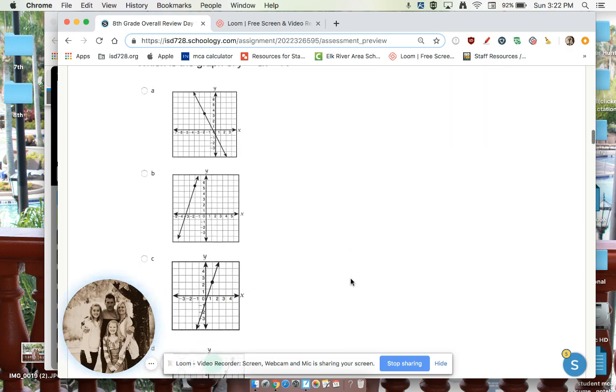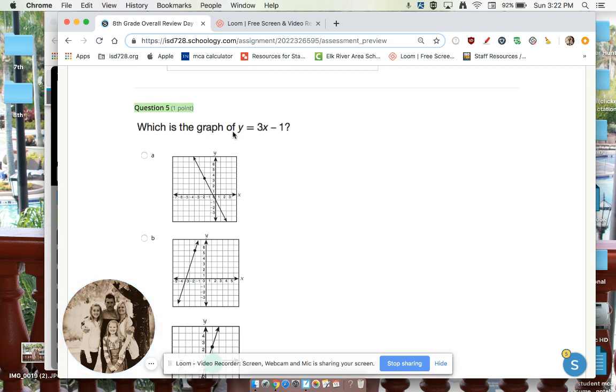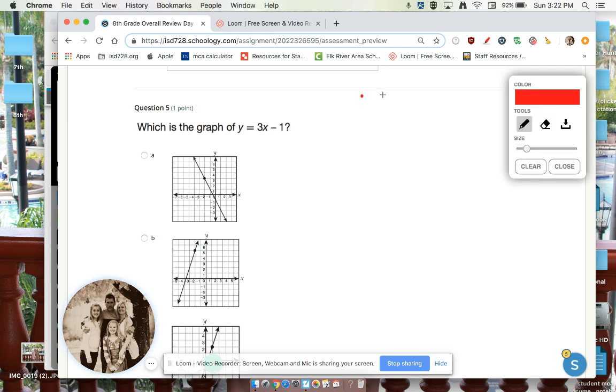Okay, this one says, which is the graph of y equals 3x minus 1? So I'm going to show you two ways to do this. Method number 1 is my knowledge of slope-intercept. Slope-intercept is y equals mx plus b. Remember, the m represents the slope, so this is my slope. I'm just going to write an S since it takes so long. And this is my y-intercept. So that's the vertical axis, the tall axis. I'm going to say y-end.